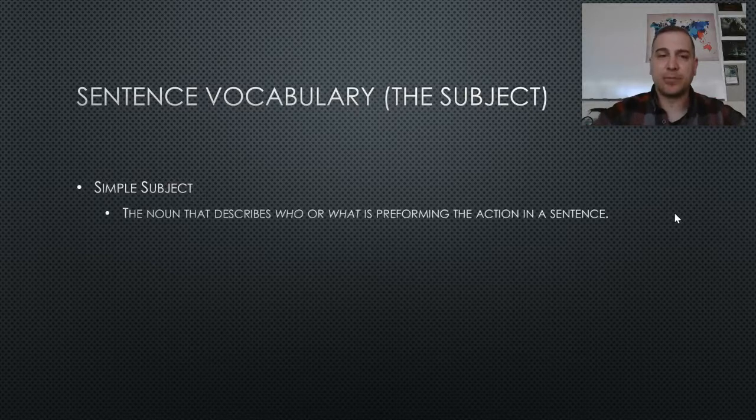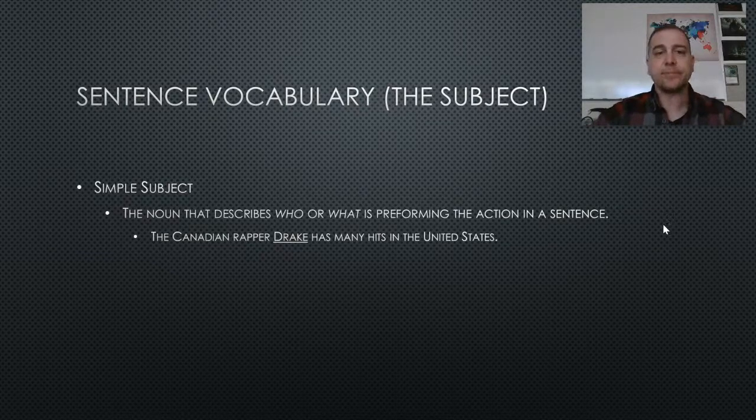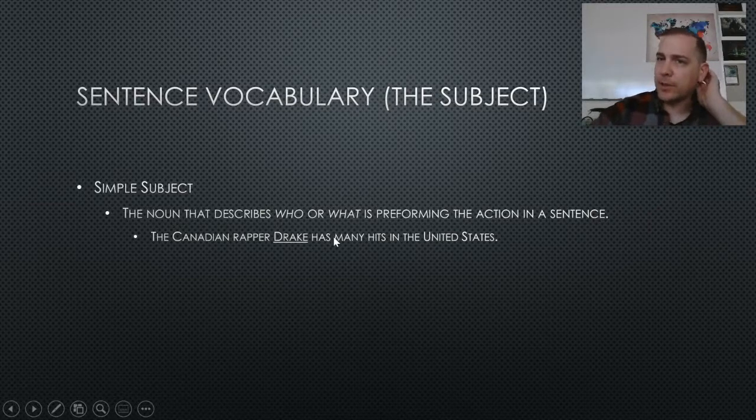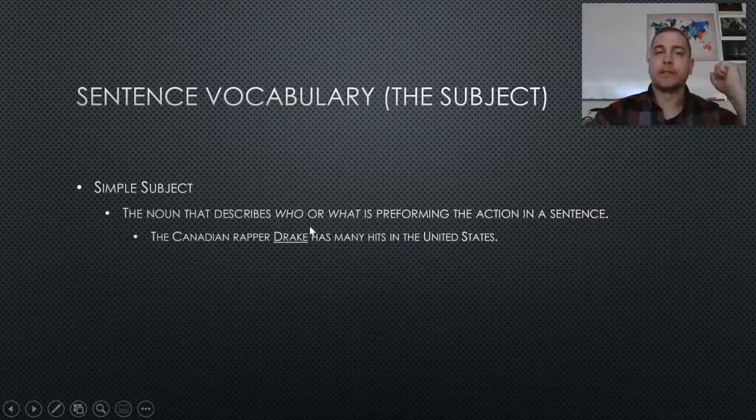There's the simple subject, which is a noun that describes who or what is performing the action of the sentence, right? And so if I were to say the Canadian rapper Drake has many hits in the United States, we can see the verb is has, right? And who has? Well, Drake has. Drake is the one doing the action. And this is why it was important to find the verb before I went into this, because if you can find the verb, you can ask yourself, who is doing this action, right? So the Canadian rapper Drake is the simple subject, but we're not usually interested in the simple subject.